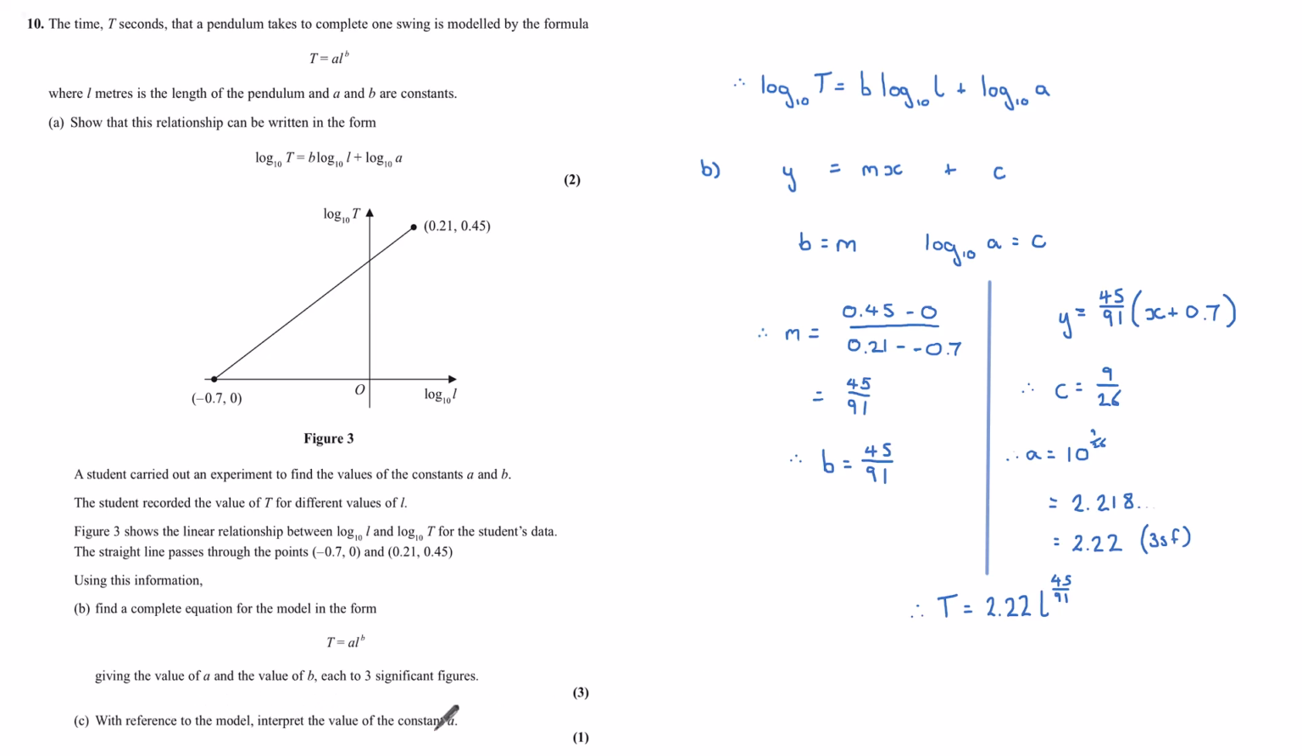With reference to the model, interpret the value of the constant a. If t was equal to a and L to the power b was equal to 1, that would be a length of 1 meter of the pendulum. And so a is going to be the time for one swing of a pendulum of length 1 meter. So, interpreting the value of a, it is the time of a swing for a pendulum of length 1 meter.